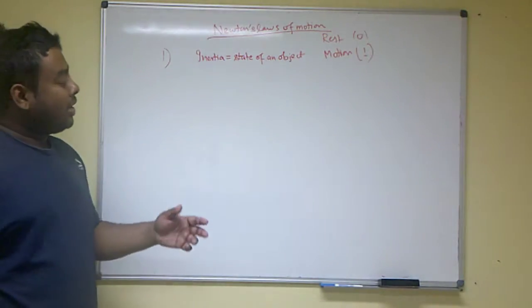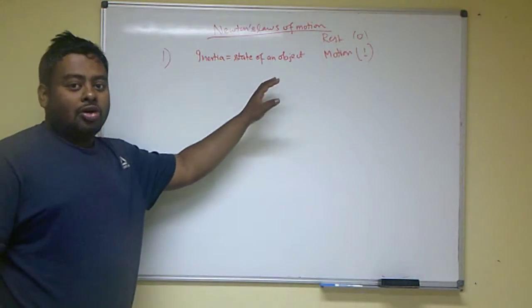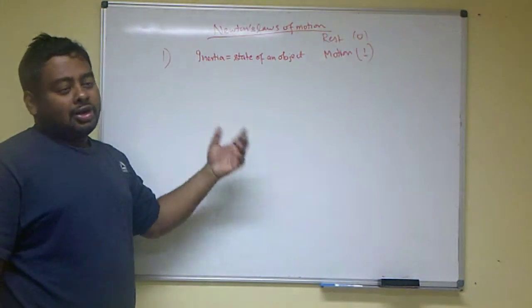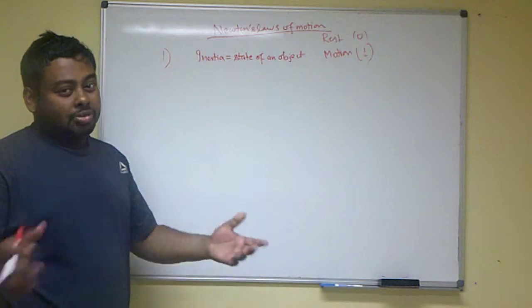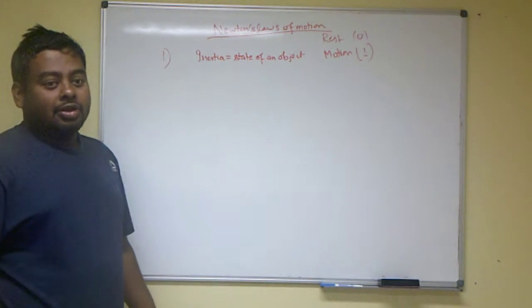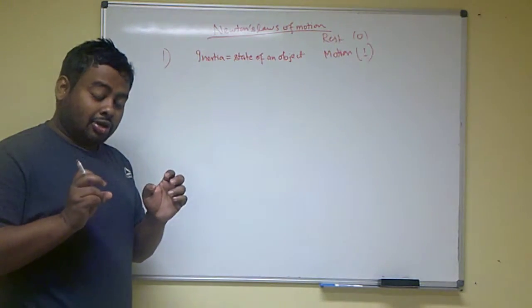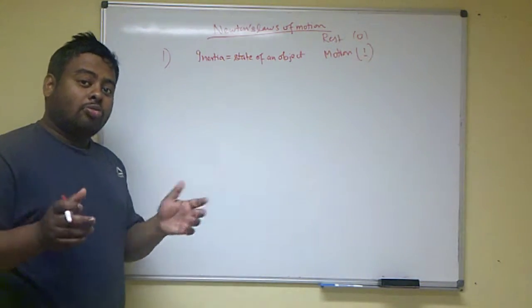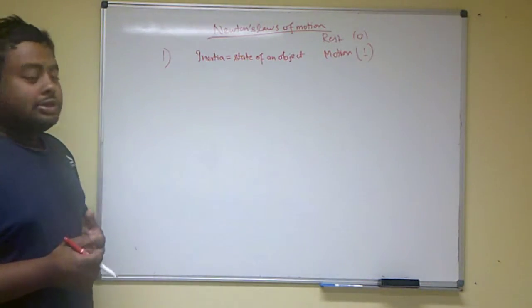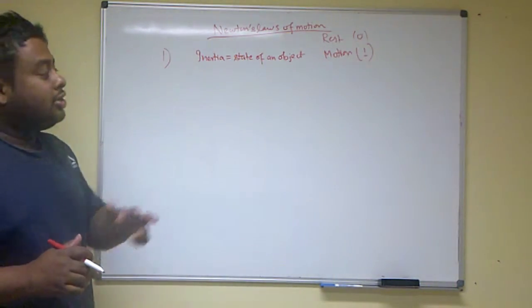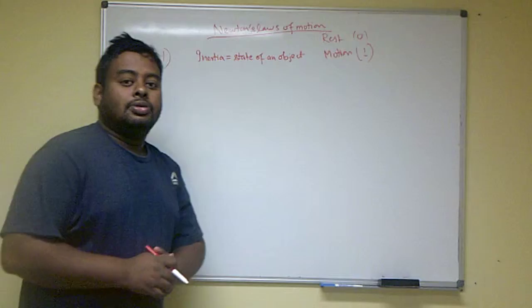Okay, and by inertia I mean the state of an object, whether they are at rest or in motion. It could be some other aspect as well. But for the interest of this lecture and the scope which we are trying to cover, let's just think about those two inertial states being rest and motion. Okay.